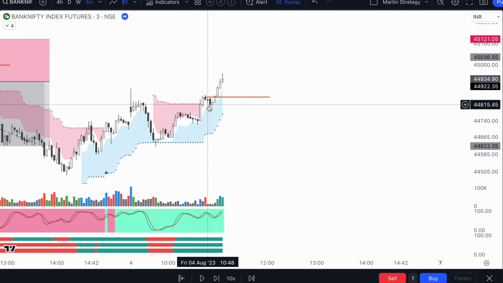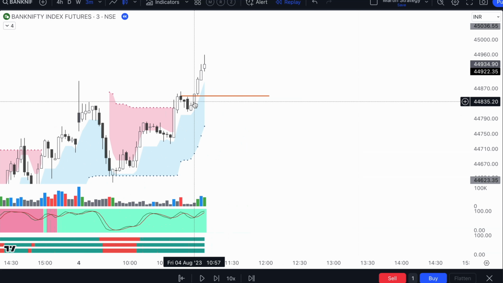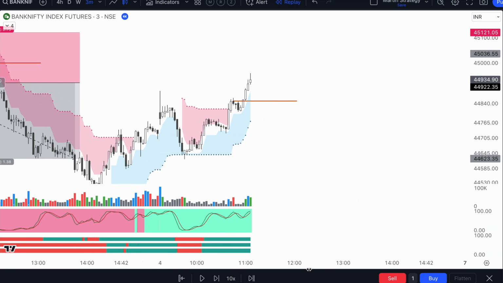So that's our signal candle. As you can see, it broke out. So that's our signal candle. That's our trade candle. So we'll place a stop limit long.